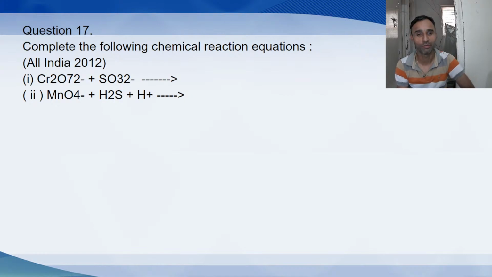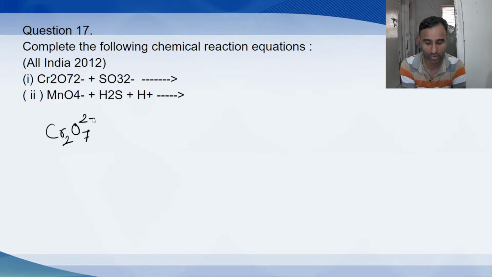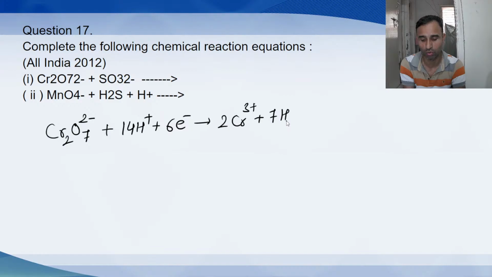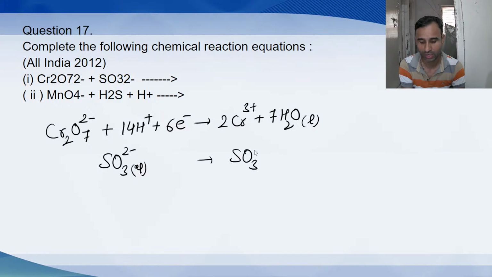Next, again we have to balance it. Cr2O7 2- plus 14H+ plus 6 electrons to give 2Cr3+ plus 7H2O. This equation you have to keep in mind. SO3 2- will give SO4 2-.